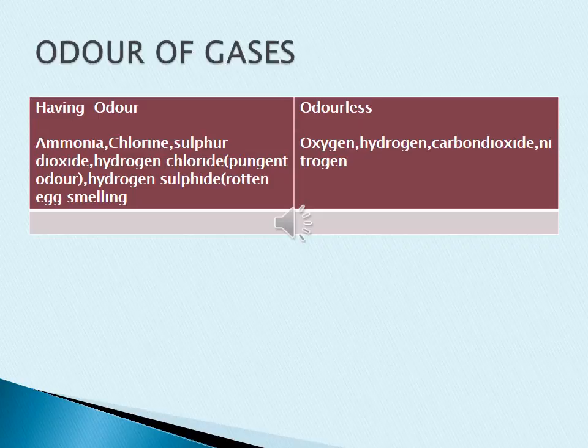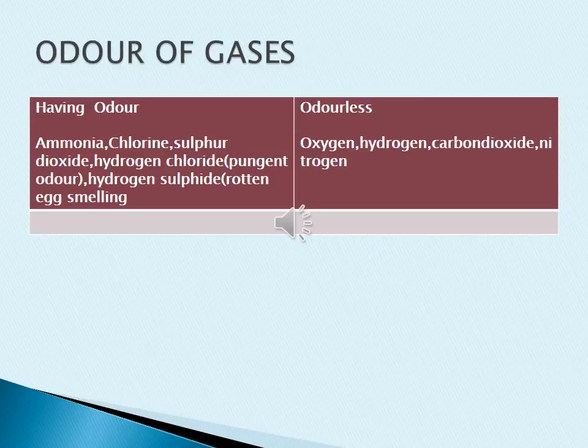Which makes rotten egg smelling? Hydrogen sulfide. Hydrogen sulfide gives us rotten egg smelling. Now these are the gases having odor.